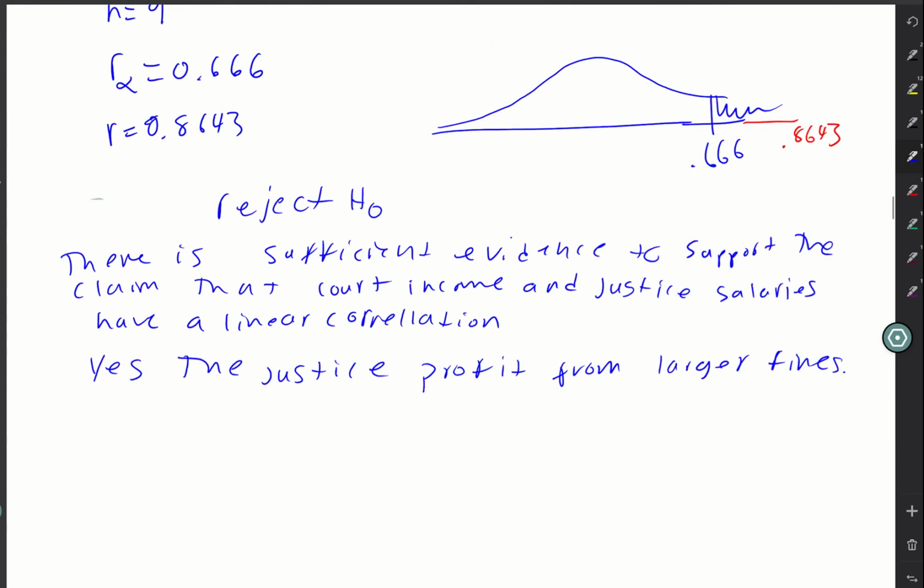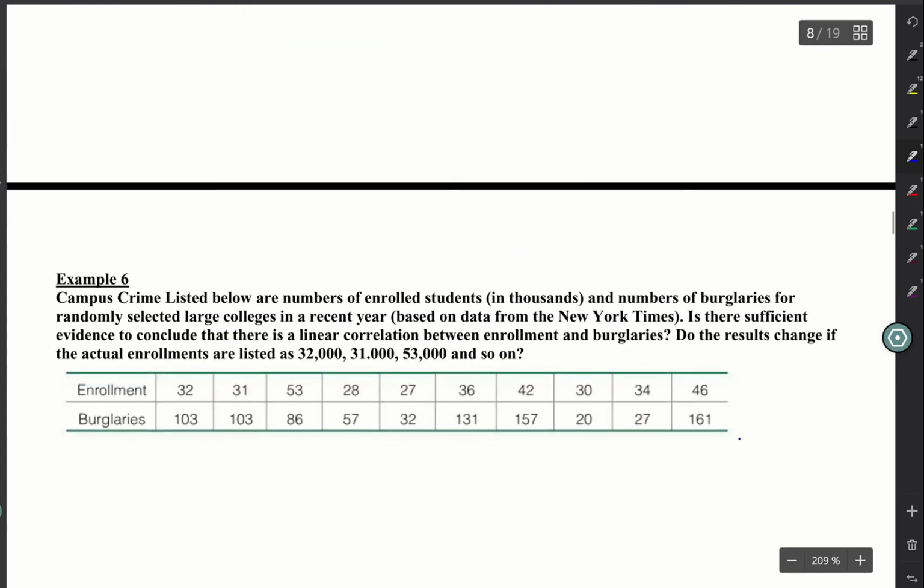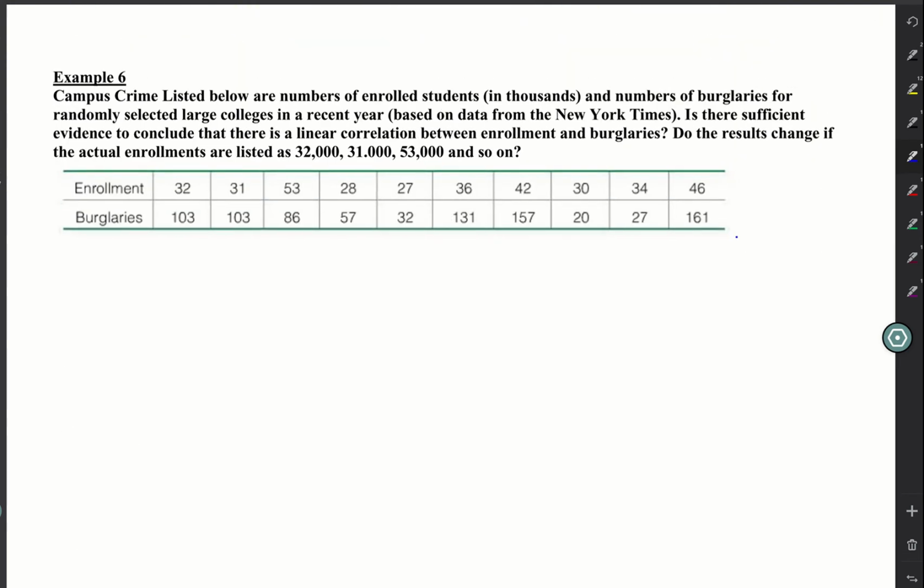All right, so I want to try the next one, and we're going to do it just a little bit different because there is actually something to help us. So a campus crime listed below are the numbers of enrolled students in thousands and the number of burglaries for a randomly selected large college in recent years. Based on the data from New York Times, is there sufficient evidence to conclude that there is a linear correlation between enrollment and burglaries? Do the results change if the actual amounts are listed? So if you actually put the zeros rather than just the 32, 31. So we'll look at that in a minute.